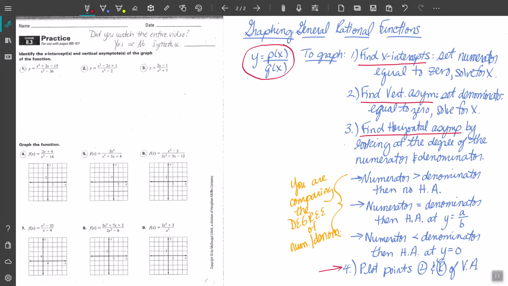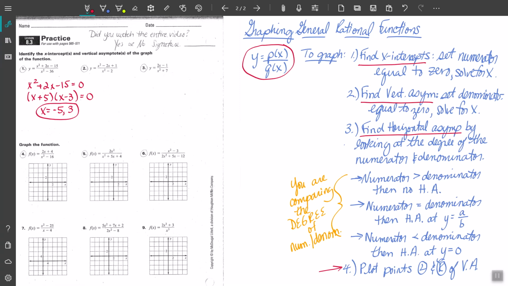To find the x-intercepts, you set the numerator equal to 0, and then you solve for x. So in number 1, we'll set x squared plus 2x minus 15 equal to 0 and solve for x. It's very factorable here. We can use factors of negative 15 that add to 2. So we'll end up with zeros at negative 5 and positive 3. This is where the graph of number 1 would cross the x-axis.